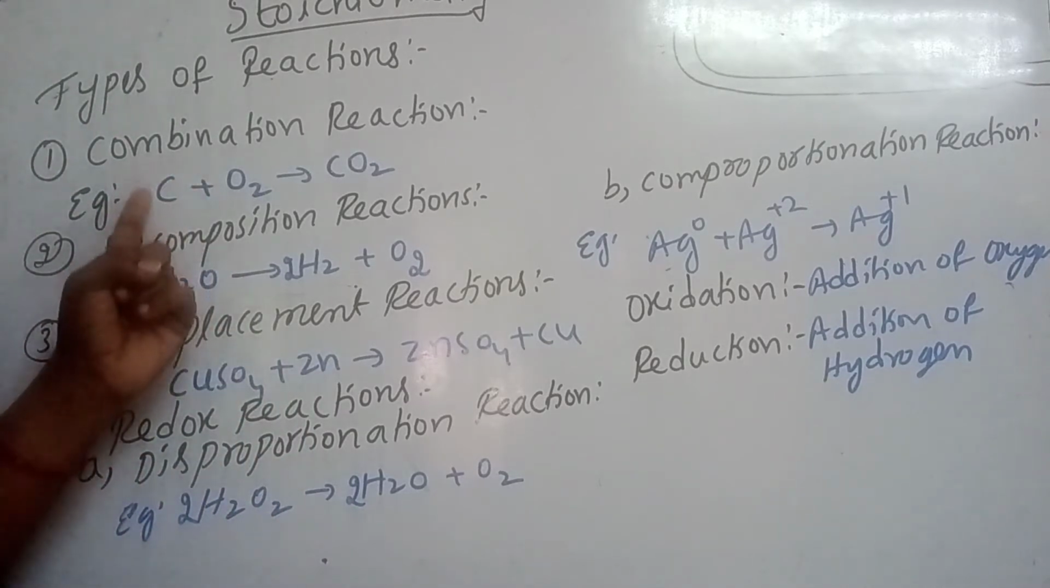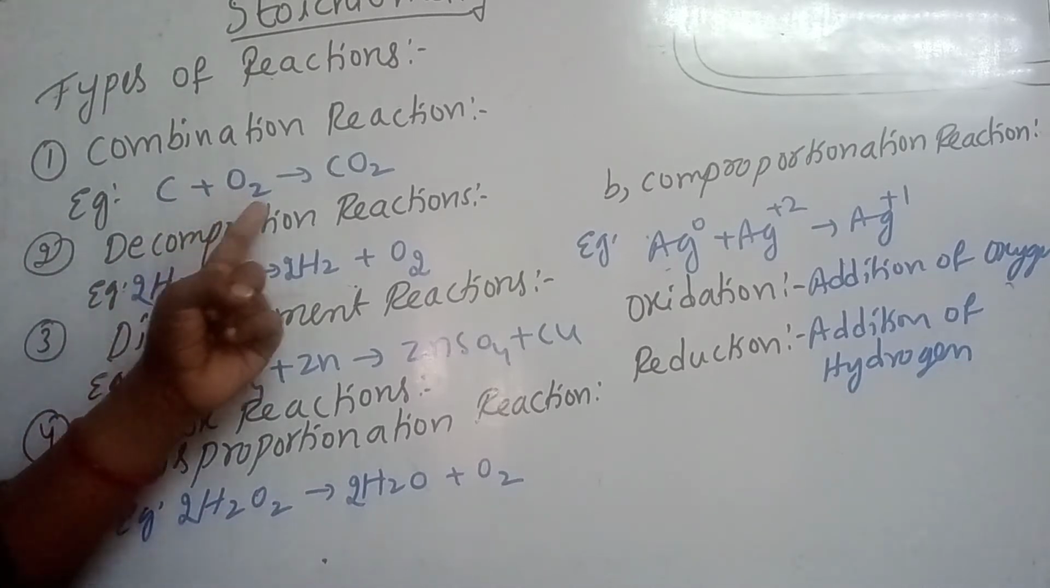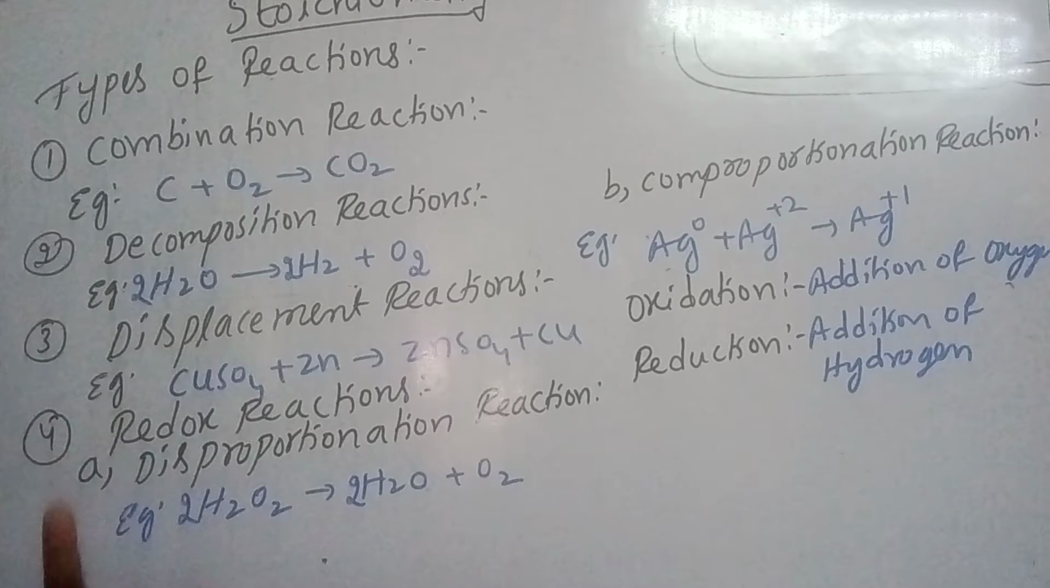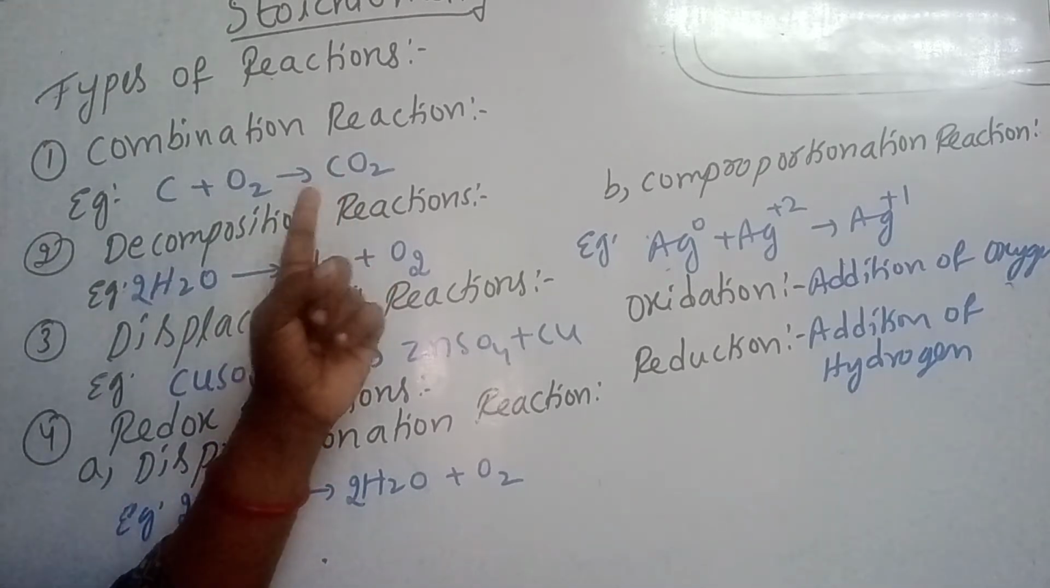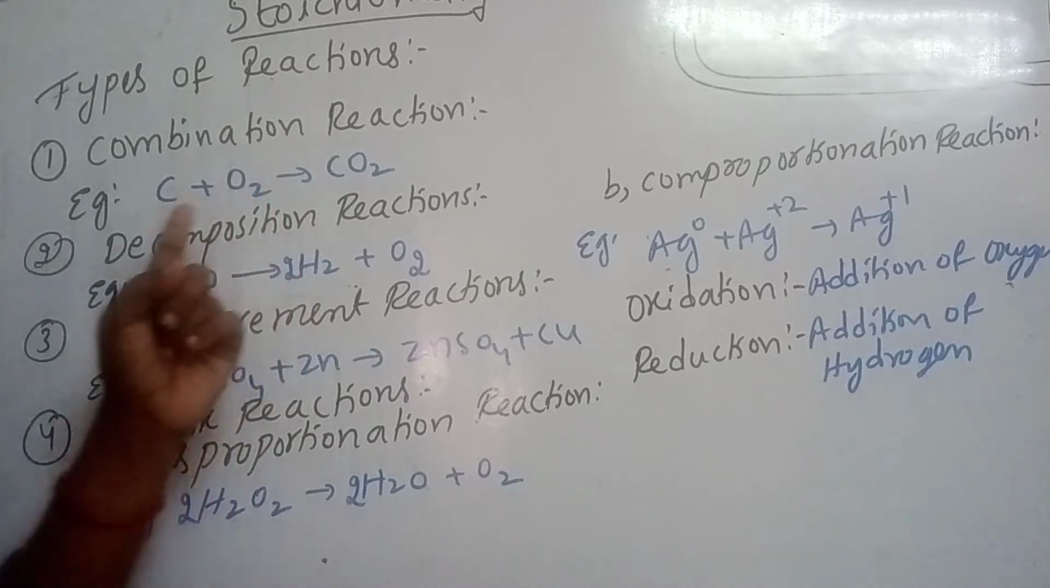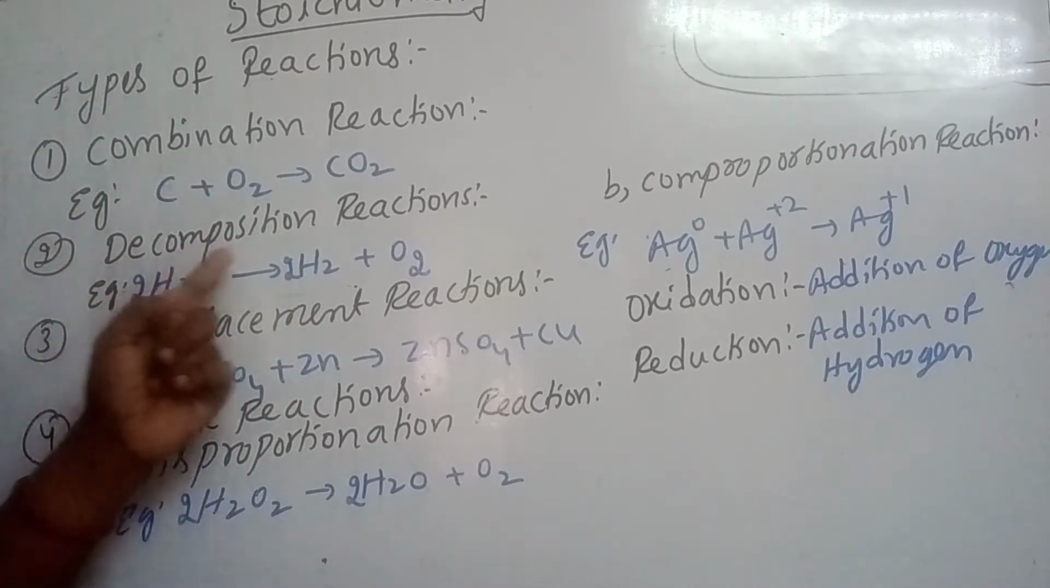For example, here carbon reacts with oxygen to form only carbon dioxide. Single product, not more than one. Such reactions are called combination reactions.